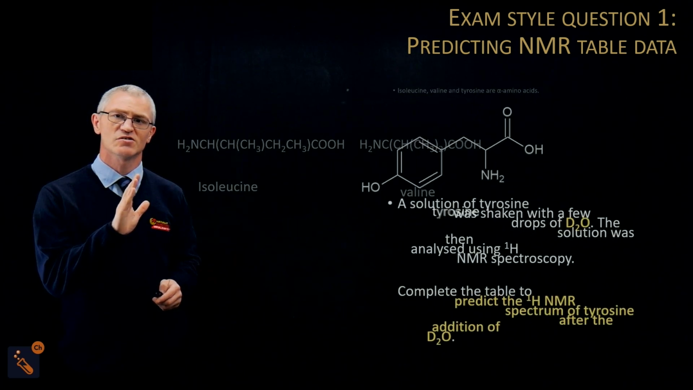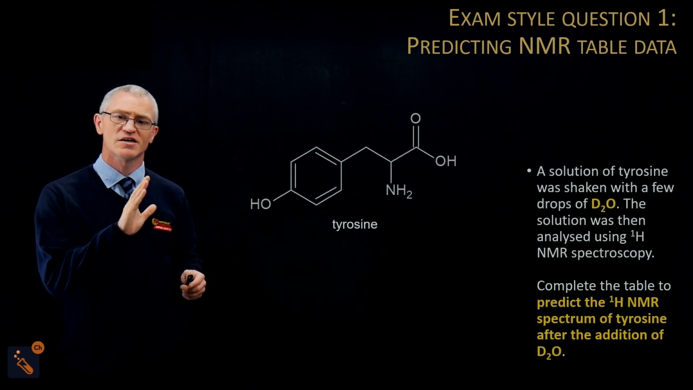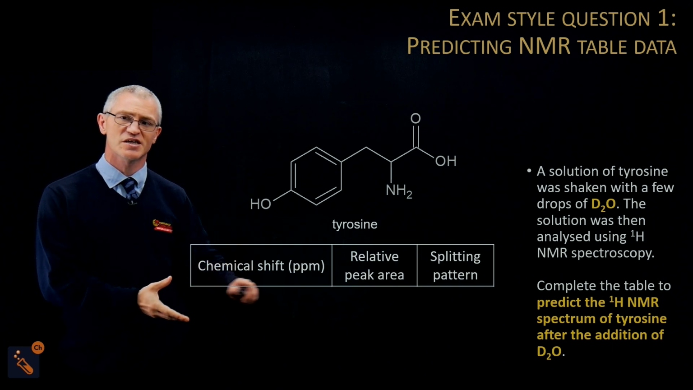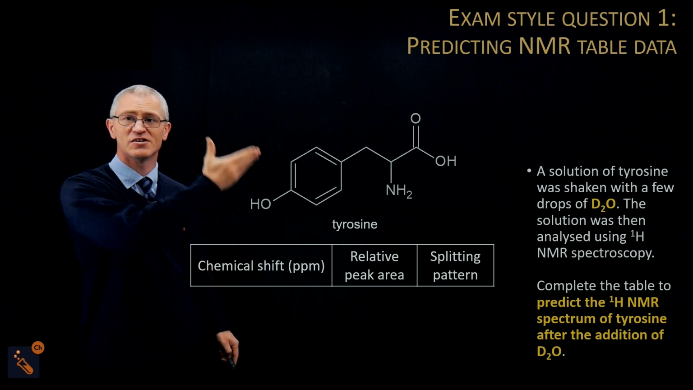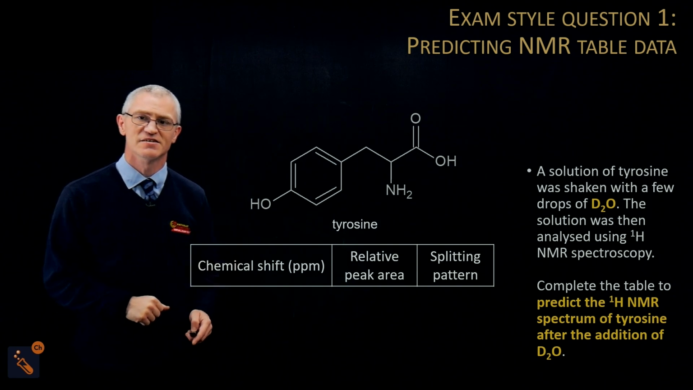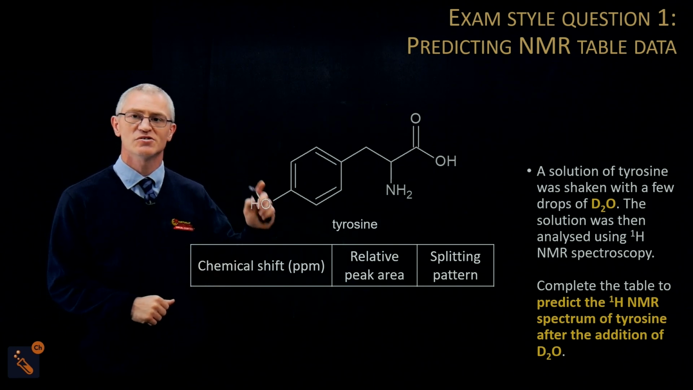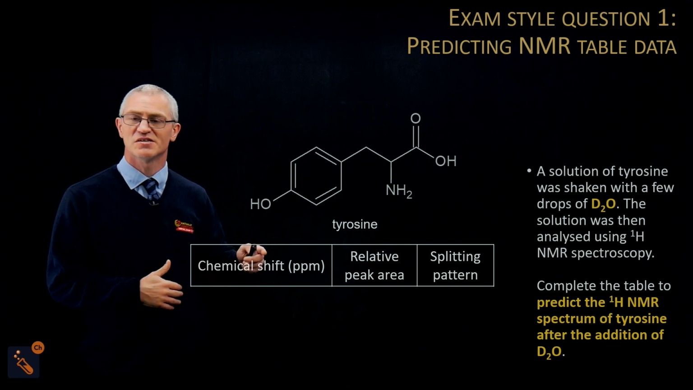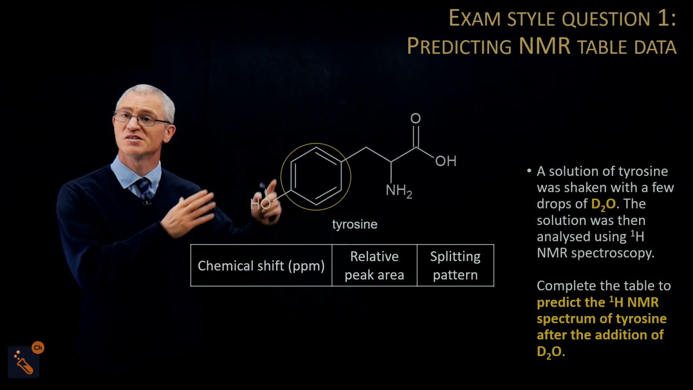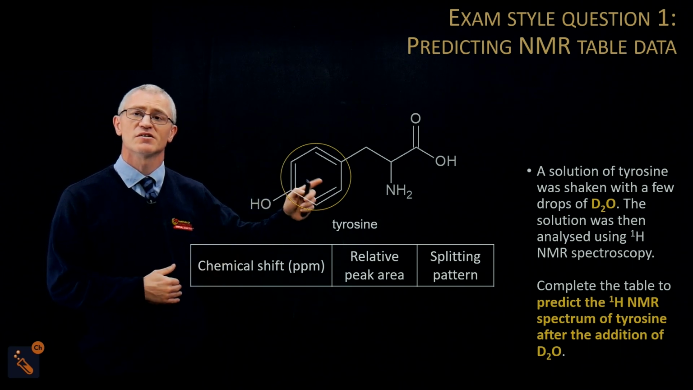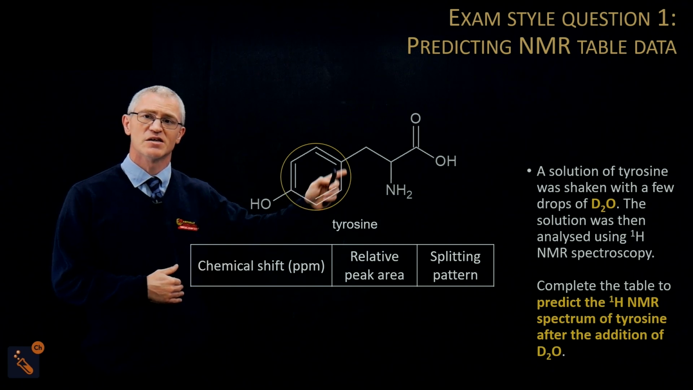So let's move it across, and let's look at the table. The table is chemical shift, relative peak area, splitting pattern. That's really important because you've got to analyse this structure to get that. So let's look at the protons that we don't think are going to do anything with D2O first. First of all, the benzene attached to the OH, which is a phenol group. They're not going to do anything.